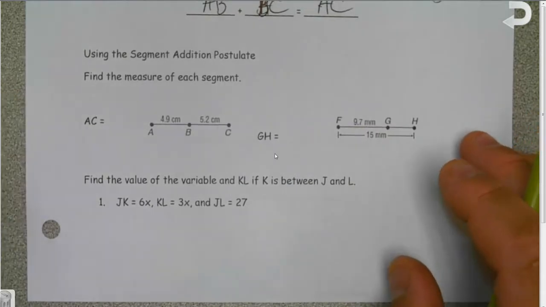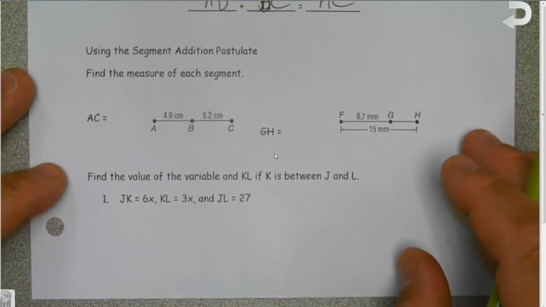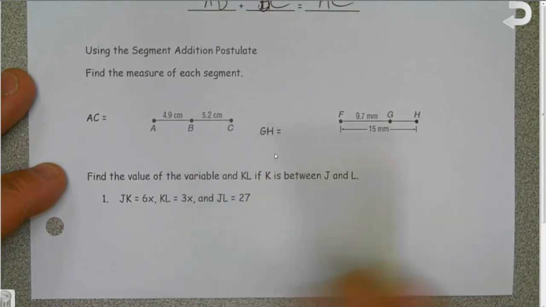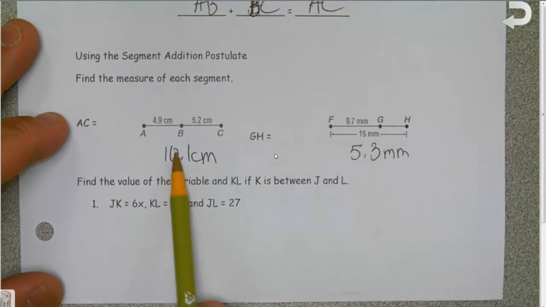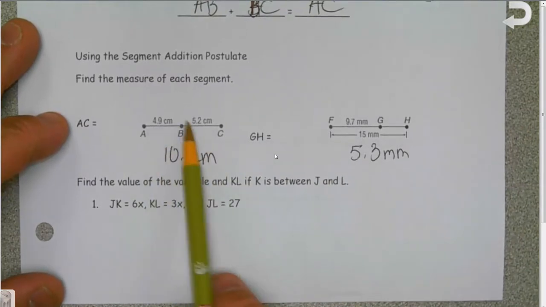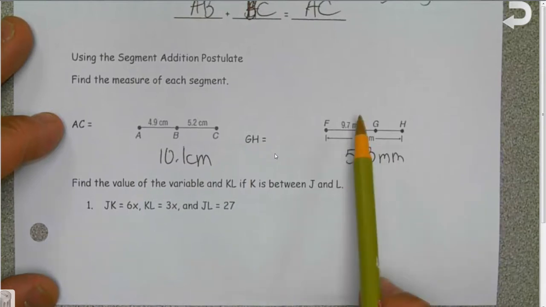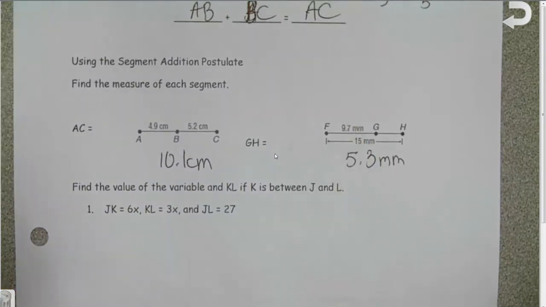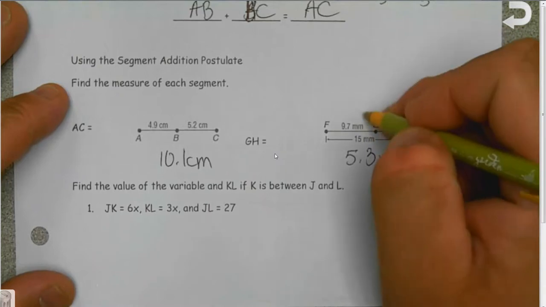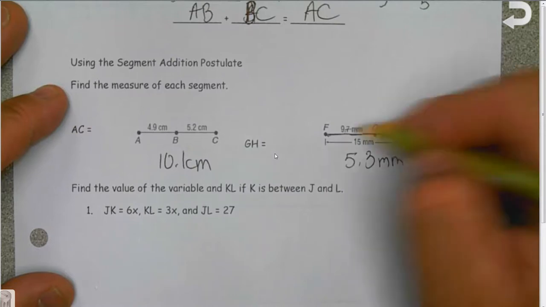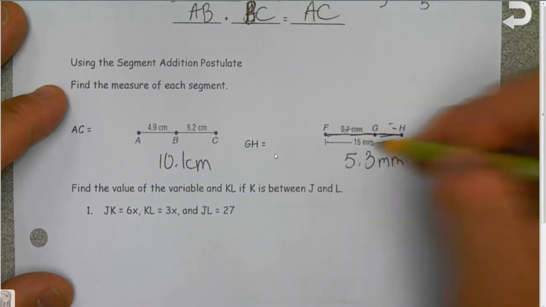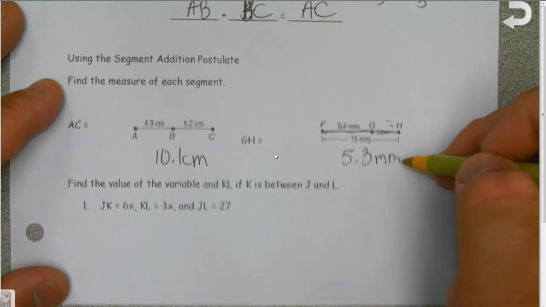So we practice that. Take a minute and see if you can figure out the answer to these 2 questions. Pause the video right now, and then when you're done, we'll check the answers. Okay, so hopefully you got 10.1 centimeters when you added these 2 together. And then this one was a little bit tricky. If you got 24.7, I understand. But again, it comes down to, if this is the first piece and this is the second piece, I have to add these 2 together to get 15. So I should have had 5.3 millimeters.